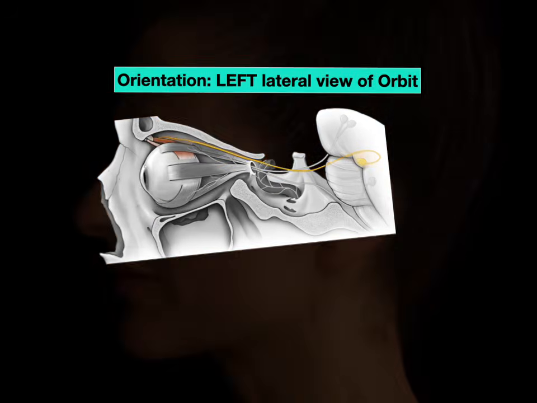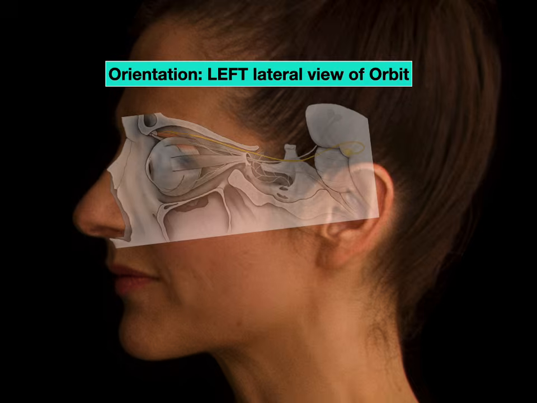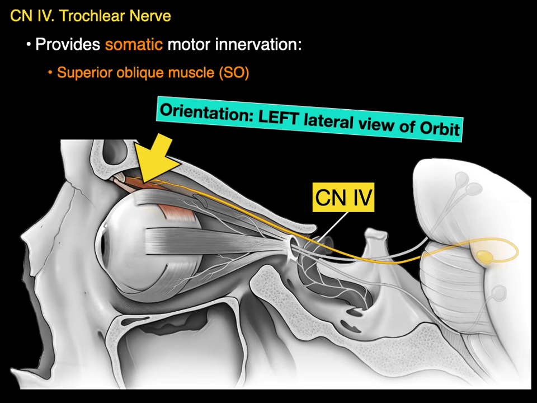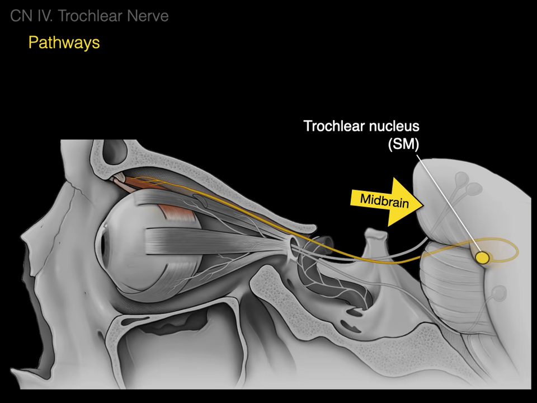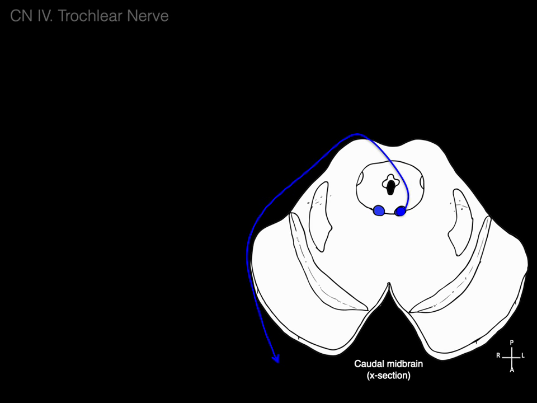This orientation is a left lateral view of the orbit to just give you an idea of what we're looking at here, okay? The pathway: the trochlear nerve arrives in the midbrain, the caudal portion, at the trochlear nucleus, SM for somatic motor, wraps posteriorly and then around the cerebral peduncle, and then cranial nerve 4 courses to the orbit to innervate the superior oblique.